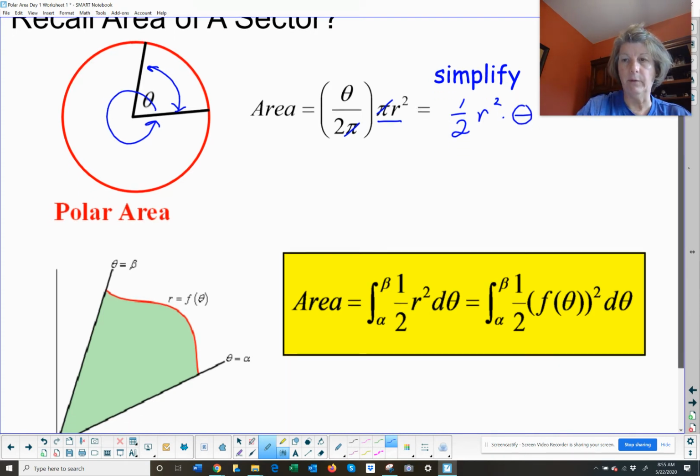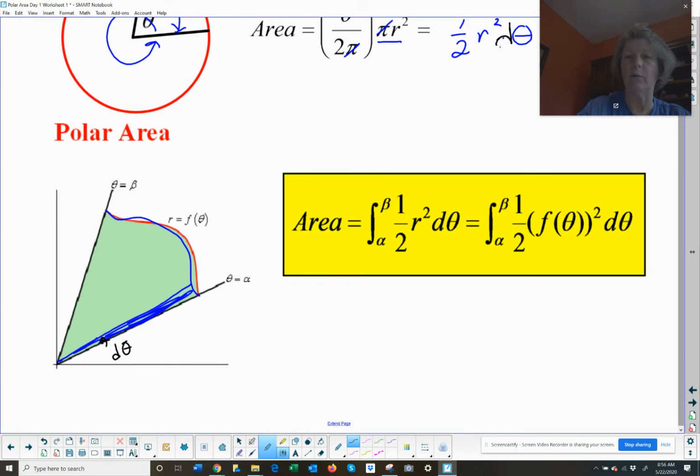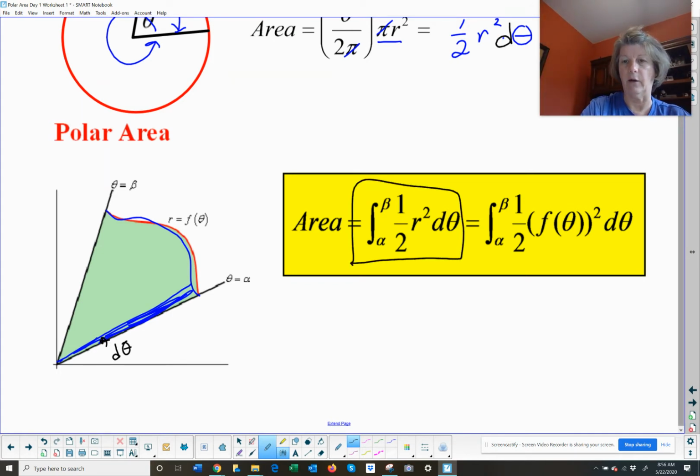But in order to be really accurate, let's say we don't have just a nice little circle, so we want to make these into small little sectors. So think of this area. My amount of rotation here is going to be very, very small. In fact, we'll call it infinitesimally small, d theta. So this theta that we're seeing here will really become d theta, and that is where we're getting our formula.